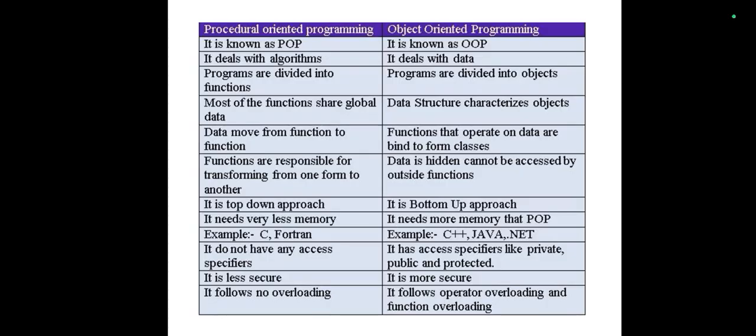So let us now have a look on procedural oriented program and object oriented program. The POP deals with algorithms while the object oriented program deals with data. Example of POP include C, and example of object-oriented program include C++, Java, etc. These are not that important, so have a look at it when you have time.